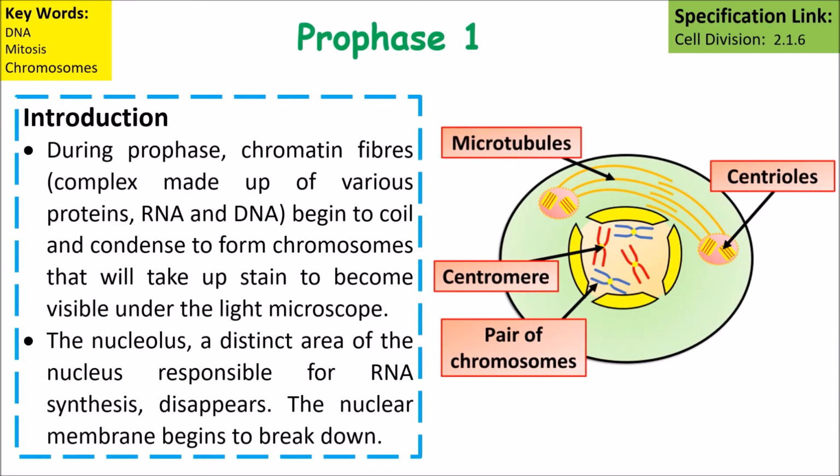During prophase, chromatin fibers begin to coil and condense to form chromosomes that will take up stains and become visible under a microscope. The nucleolus, a distinct area of the nucleus responsible for RNA synthesis, disappears and the nuclear membrane begins to break down.